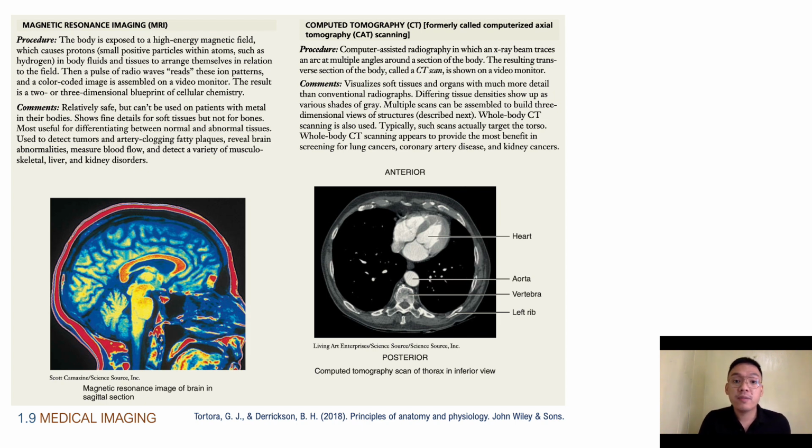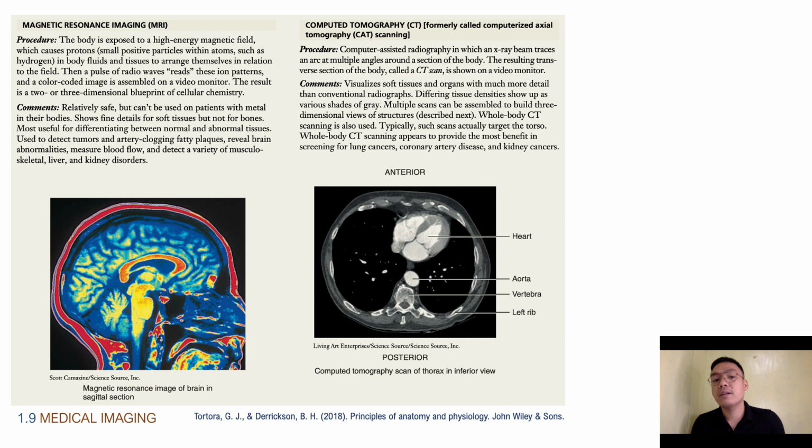Computed tomography, the CT, also called a CT scan, or formerly called computerized axial tomography scanning. This is computer-assisted radiography, in which an X-ray beam traces an arc at multiple sections around the body. The resulting transverse section of the body is called a CT scan, and it's shown on a video monitor.